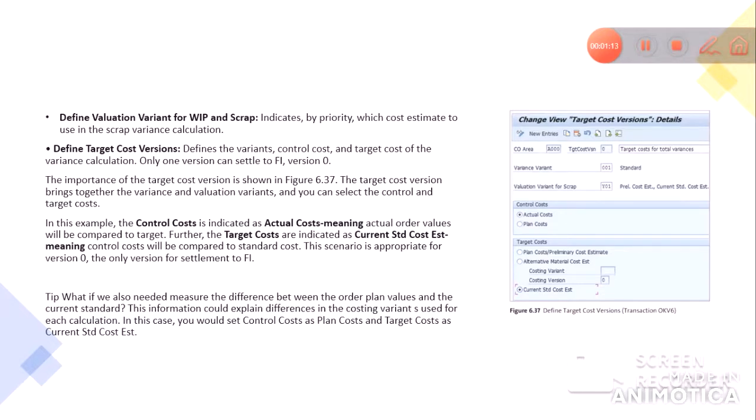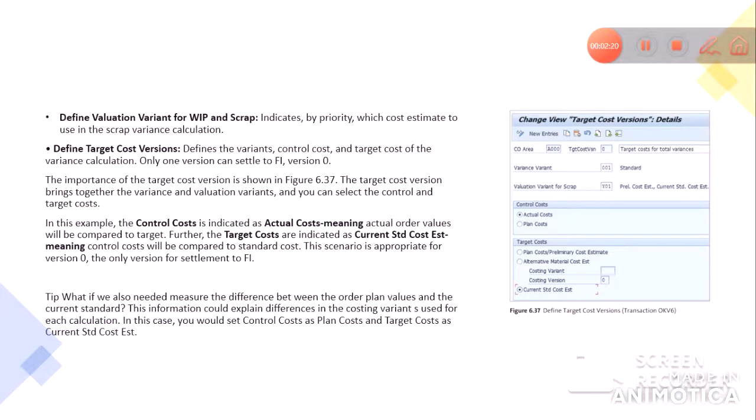Define target cost versions defines the variance control cost and target cost of the variance calculation. Only one version can settle to FI, version 0. The importance of the target cost version is shown in the figure. The target cost version brings together the variance and valuation variance, and you can select the control and target cost. In this example, the control costs are indicated as actual costs, meaning actual order values will be compared to target. Further, the target costs are indicated as current standard cost estimate, meaning control costs will be compared to standard costs. This scenario is appropriate for version 0, the only version for settlement to FI.